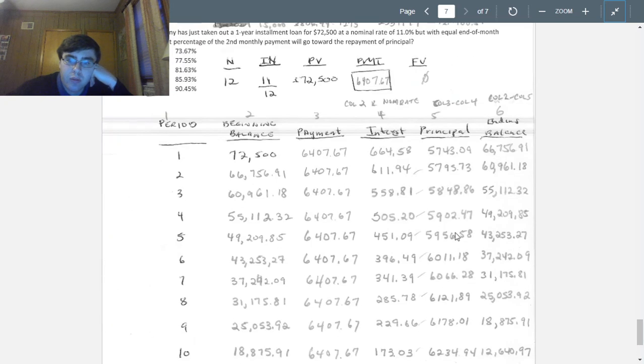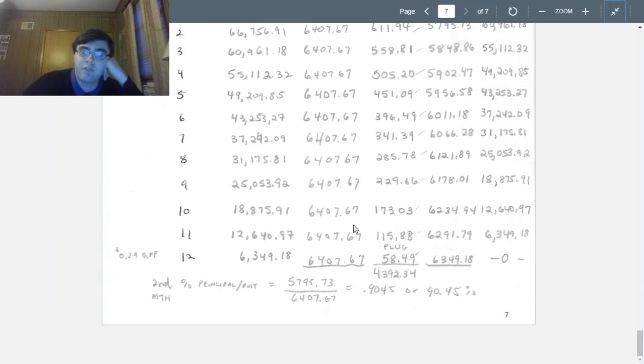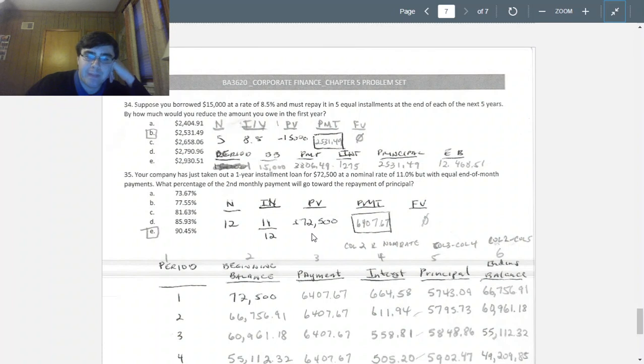Divided by the principal after the second period divided by the 6407.67. What? Divided by the payment after the 12th period. Okay, so what is this? Oh, this is just the percentage of the second monthly payment that will go towards the repayment of the principal.